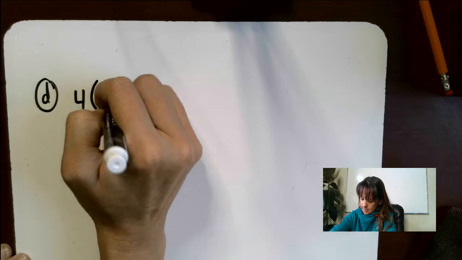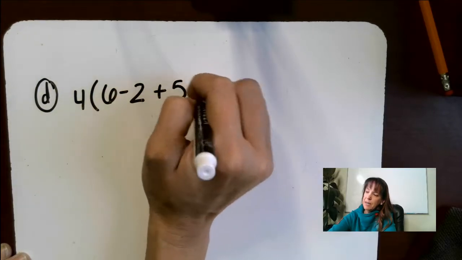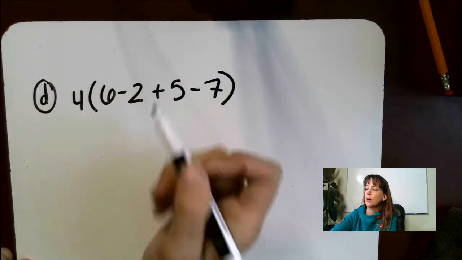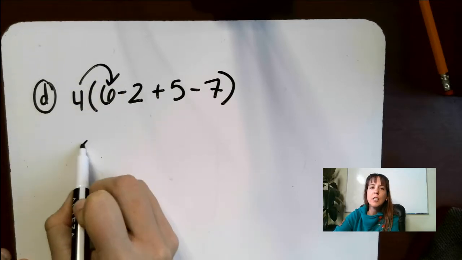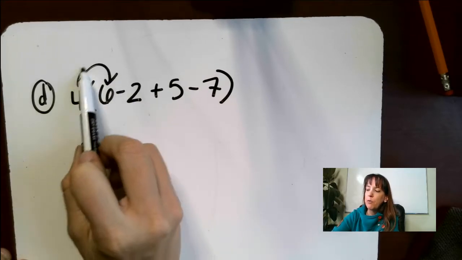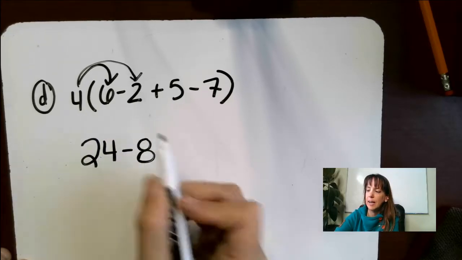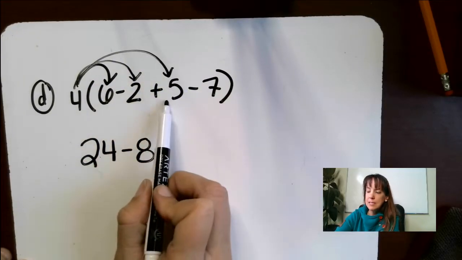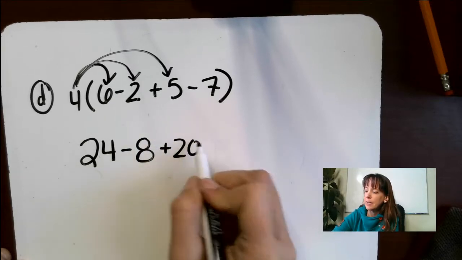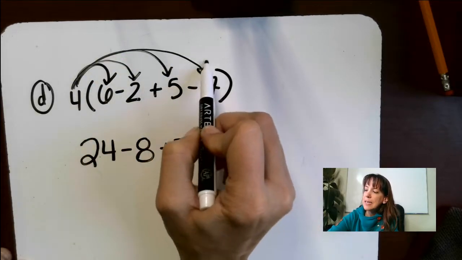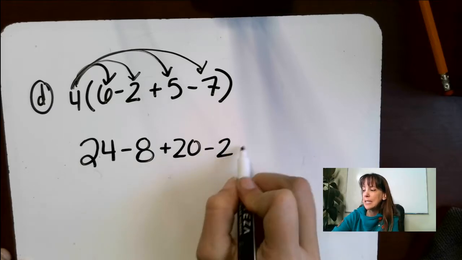Let's look at D. When we multiply first, we say we are using the distributive property. Use the distributive property to evaluate this lovely thing we've got here. D, we have 4 times 6 minus 2 plus 5 minus 7. The distributive property here, we're going to do this times this, which gives us 24. Now we're going to do 4 times -2 is -8. Okay? 4 times +5 is +20. 4 times -7 is -28.